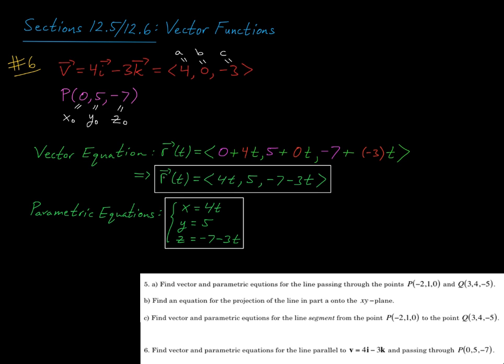So our vector function r of t, this is x0 plus at, so that's just 4t. And then this is y0 plus bt, so that's just 5 in this case. And then we have z0 plus ct, so that's negative 7 minus 3t. And there's the corresponding parametric equations.